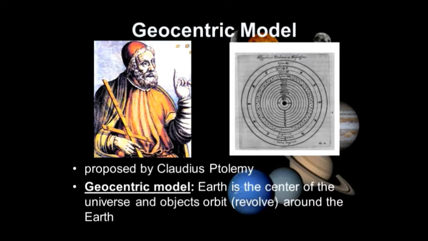In Ptolemy's geocentric model, the Earth was not moving and is located at the center, followed by the Moon, Mercury, Venus, the Sun, Mars, Jupiter, and Saturn.